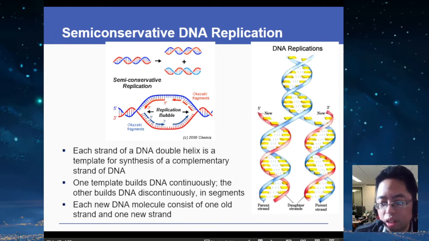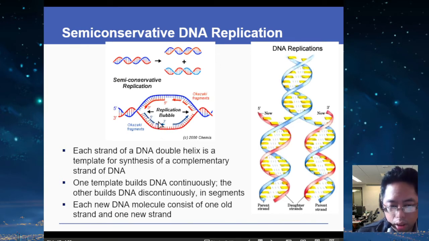If it were totally conservative, it would mean that the new DNA would be all new molecules with no old portions. But in semi-conservative DNA replication, the new one will be made based on the old one. So the new DNA will have one old strand, one new strand. Okay, so in this picture, you can see that there is a replication bubble forming. Imagine that you have a zipper, right? The zipper will open in two places, here and here, but the building of DNA can only go from 5' to 3'.